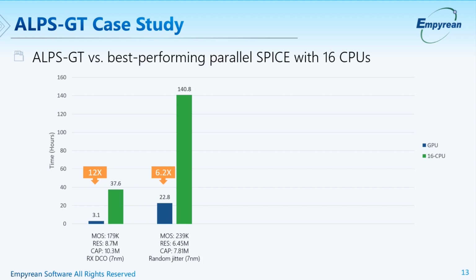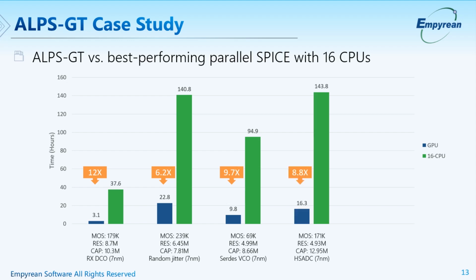Another case is a PLL measuring the random jitter, also in 7nm. You can see the simulation time is reduced from 140 hours down to 22 hours. This is a 6 times reduction in simulation time. So is this 30 VCO case, also in 7nm. The simulation time reduced from 94 hours down to 9 hours. That was almost 10 times speed up in this case. Also for this high-speed ADC, the simulation time was reduced from more than 143 hours down to 16 hours. That gives you an 8.8 times speed up.